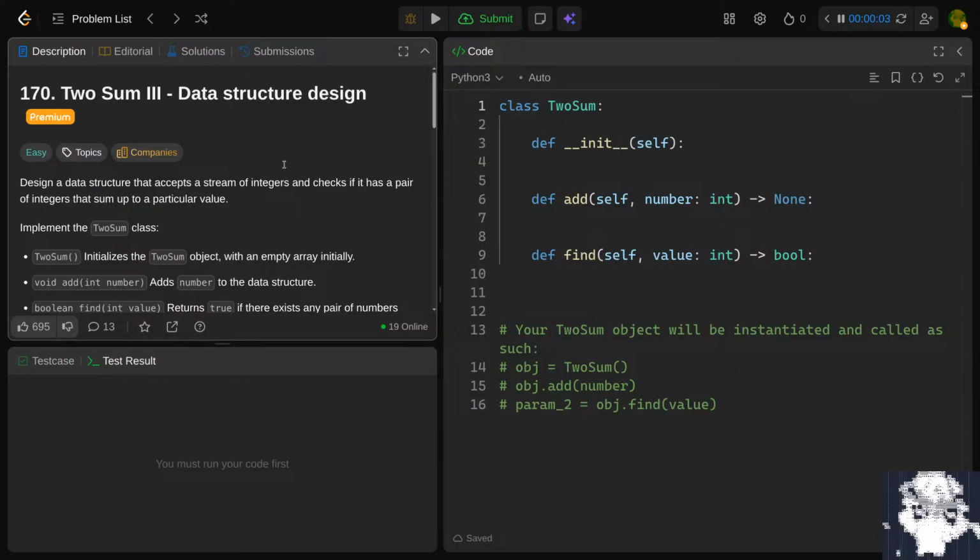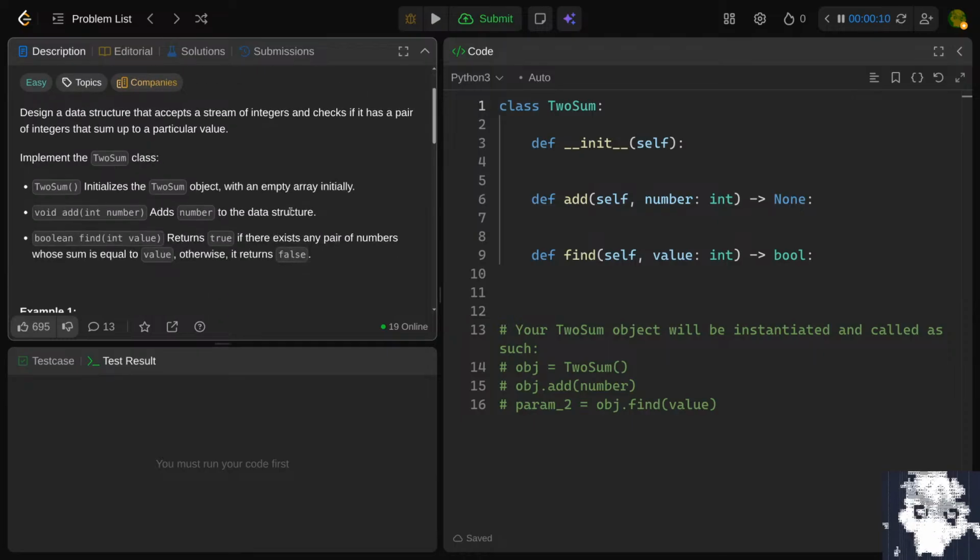Number 170, Two Sum III, data structure design, premium. Difficulty easy. Design a data structure that accepts a stream of integers and checks if it has a pair of integers that sum up to a particular value. Implement the TwoSum class. TwoSum initializes the TwoSum object with an empty array initially. Void add(int number) adds number to the data structure. Boolean find(int value) returns true if there exists a pair of numbers whose sum is equal to value, otherwise it returns false.